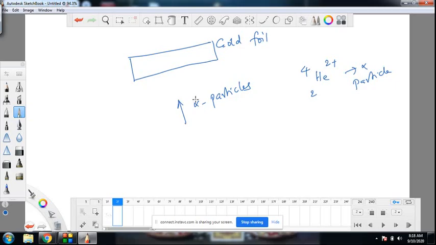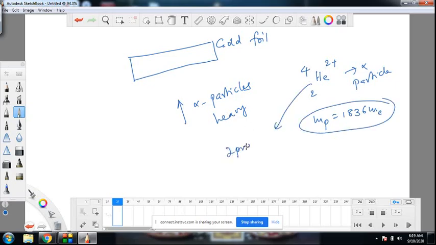So alpha particles are quite heavy compared to electrons, because the mass of proton itself is 1836 times mass of electron, and in alpha particle there are 2 protons plus 2 neutrons. So roughly this is 4 nucleons, 4 times 1836 times mass of electron. So this is almost 7000 or 7500 times mass of electron. That means when alpha particle and electron collide, it is like elephant kicking football. Nothing will happen to elephant, football will fly away.